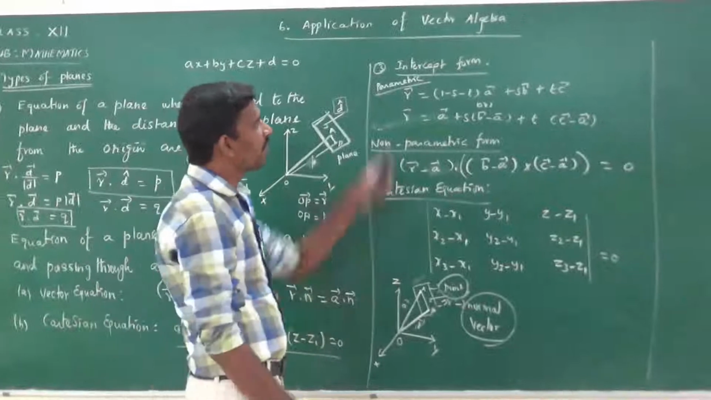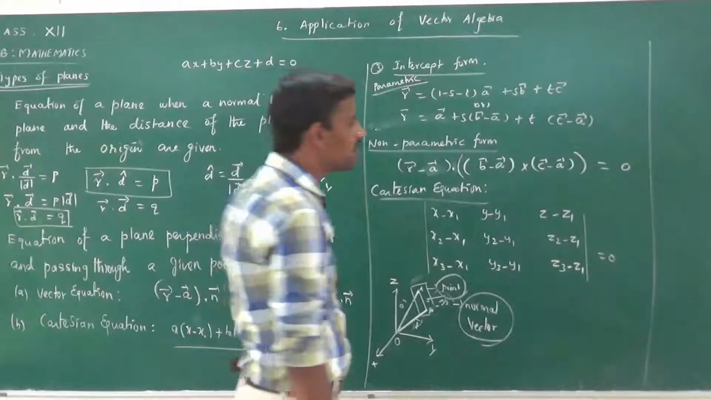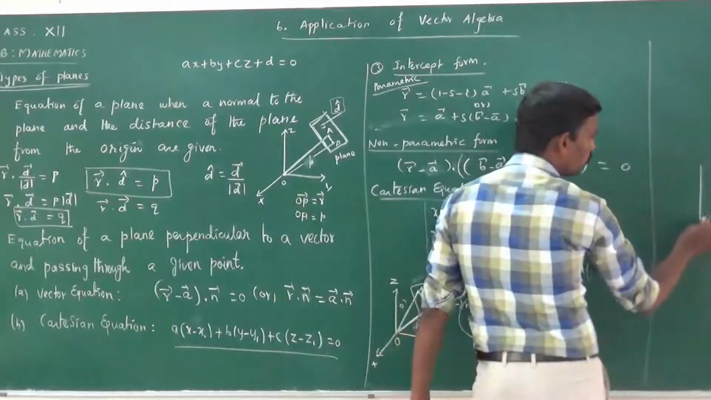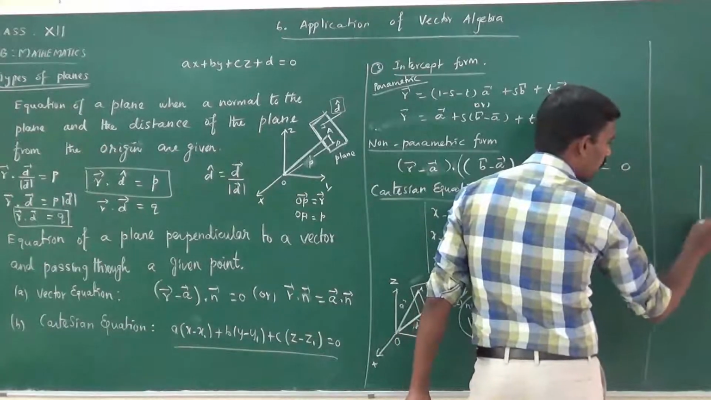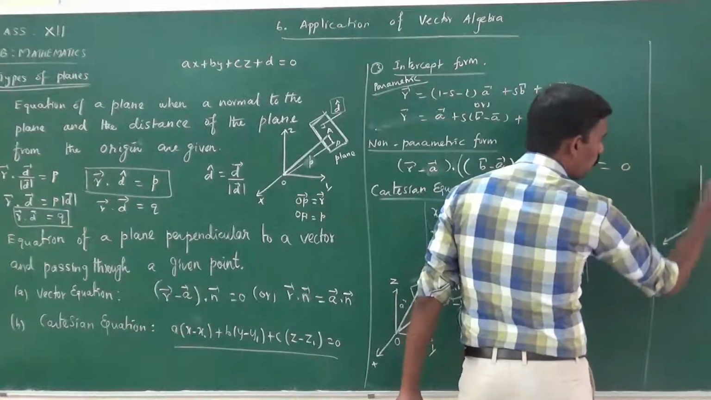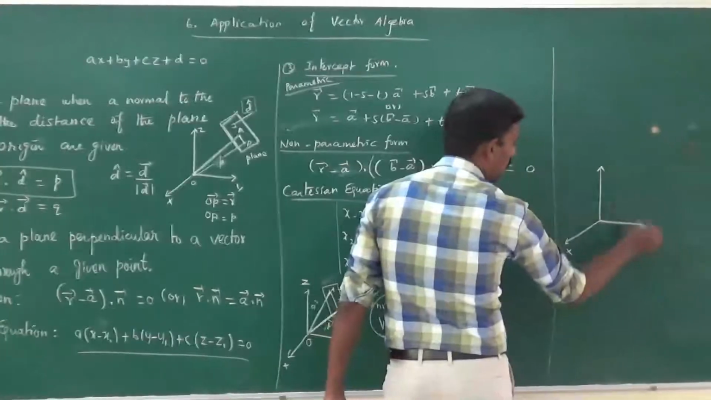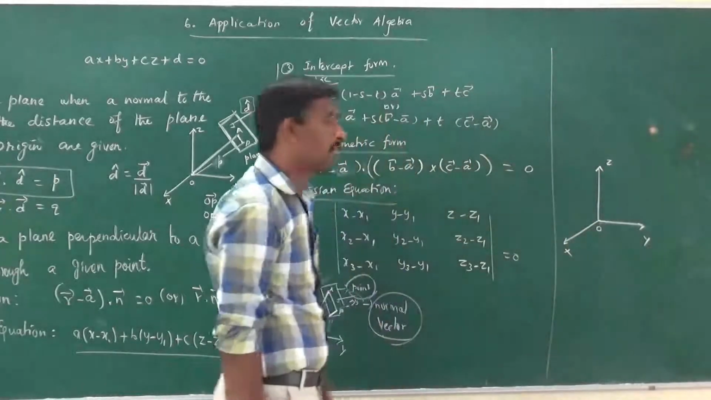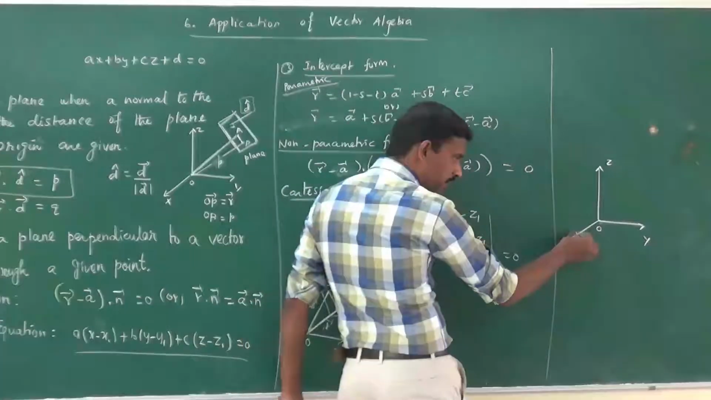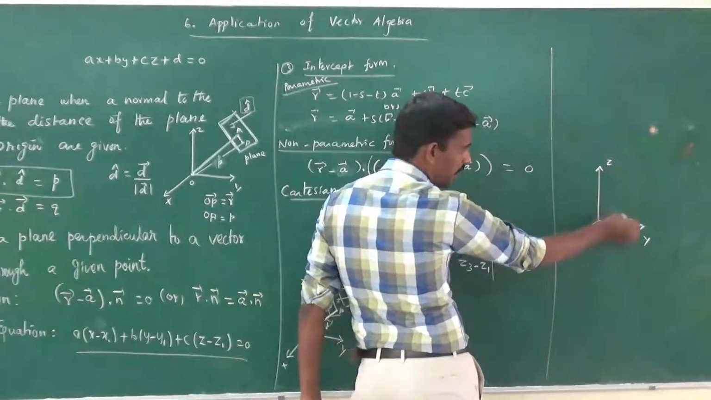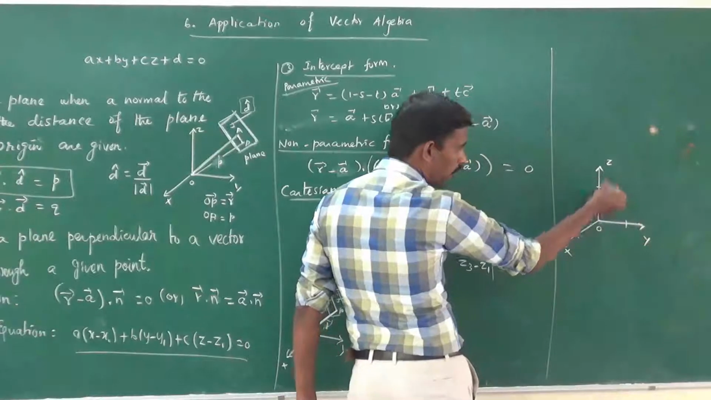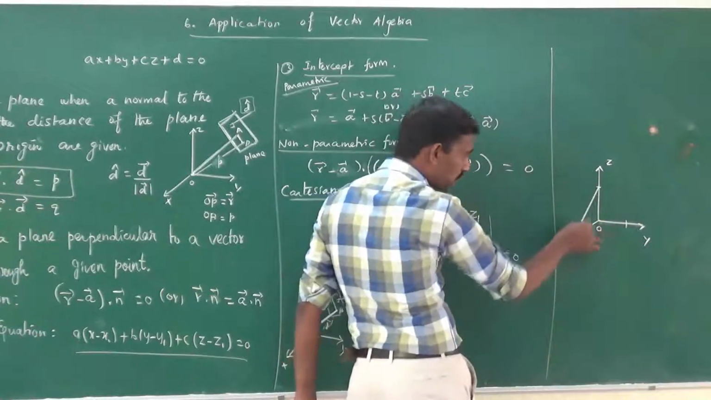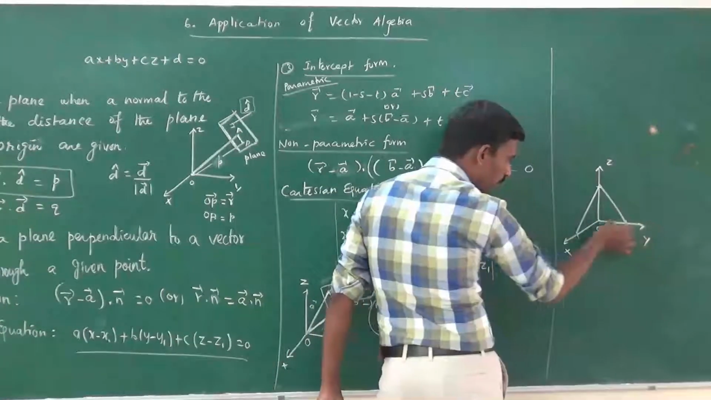Now, type 3: the equation of a plane in intercept form. What is intercept form? We want to draw the x-axis, y-axis and z-axis. Intercept form means you take any point on the x-axis, any point on the y-axis and any point on the z-axis, and join them.